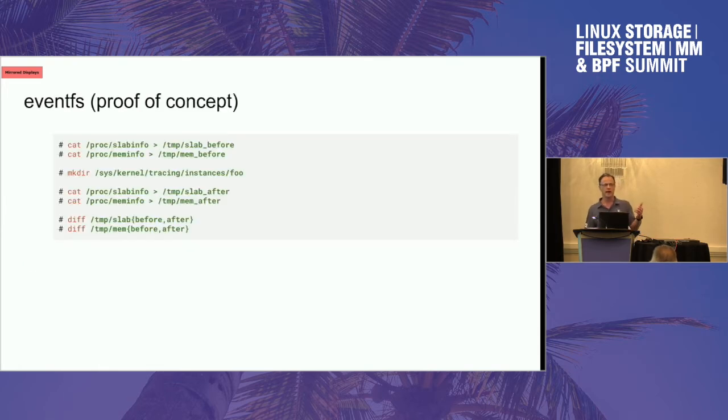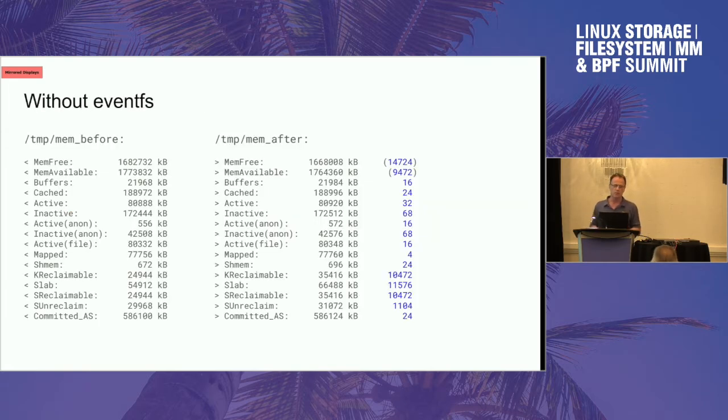So I did this little test. I just did a cat of /proc/slabinfo and /proc/meminfo. And then I did a mkdir of an instance called foo. And then I did the diff of before and after to see what it looked like. So without EventFS, this is the meminfo. And you'll see I just did my taxes, so anything in parentheses means negative number.